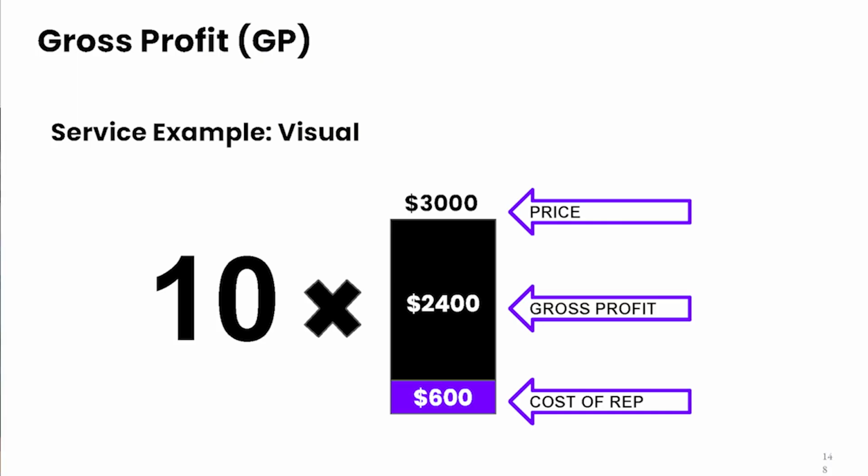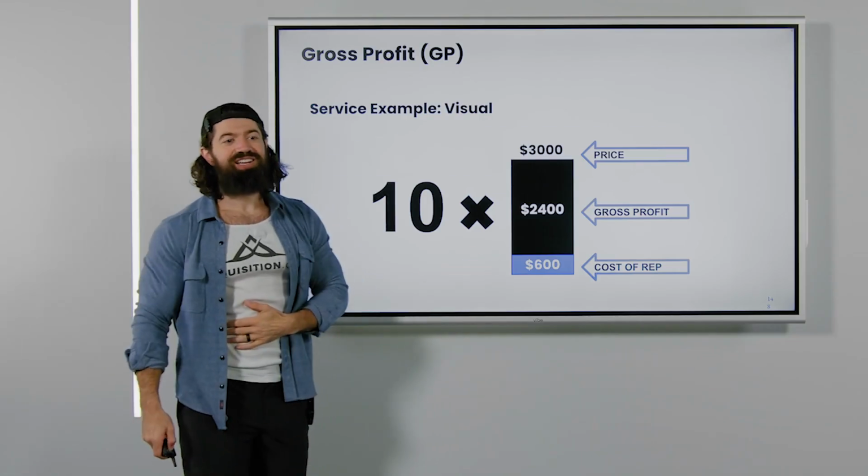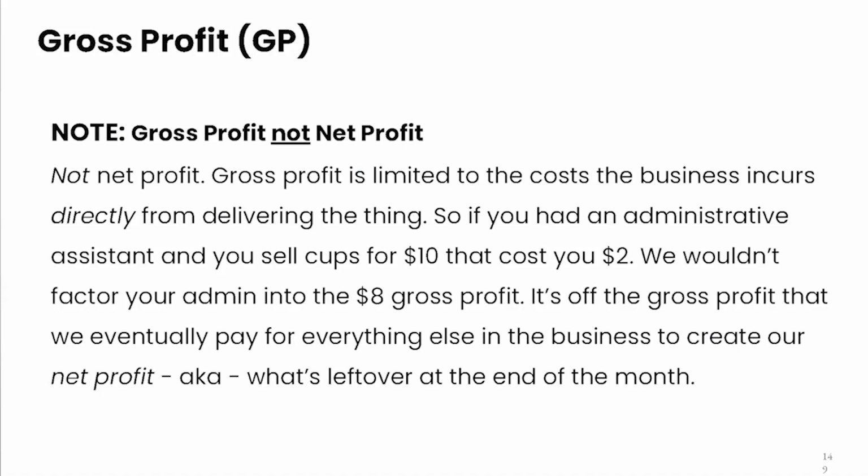So big picture, this is what the business was. This is the example I gave visually. This is the correct visual. And you can note that gross profit is not net profit. This is the cost limited to what the business incurs directly from delivering the thing. So if you had an administrative assistant and you sell cups for $10 that cost you $2, we wouldn't factor in your administrative assistant into the $8 of gross profit. It's off the gross profit that we eventually pay for everything else in the business to create our net profit, aka what's left over at the end of the month.